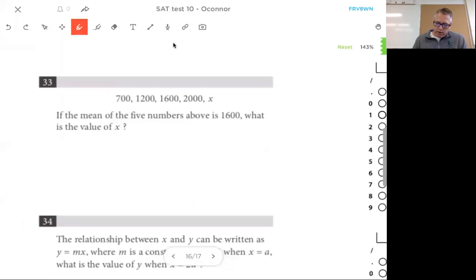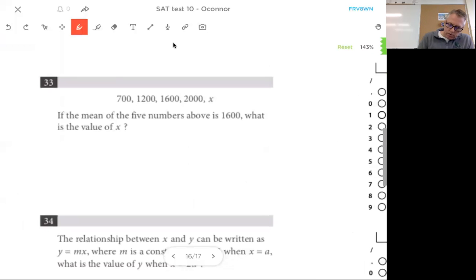Number 33, if the mean, you should know what that is. That's the average, okay? The mean is the average. And when they throw in stats in there, they love the mean and the median, by the way, which is the middle number. The mode is less popular. That's the most frequent number, but it's less popular in terms of them asking that on the question. So the mean is 1600. What's the value of X?